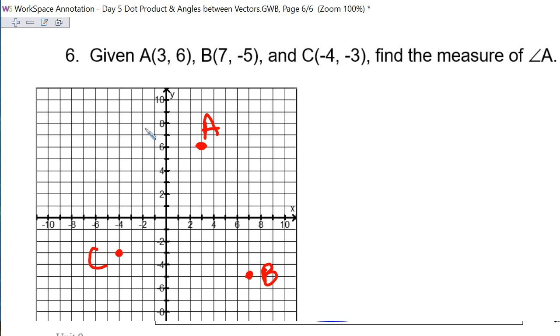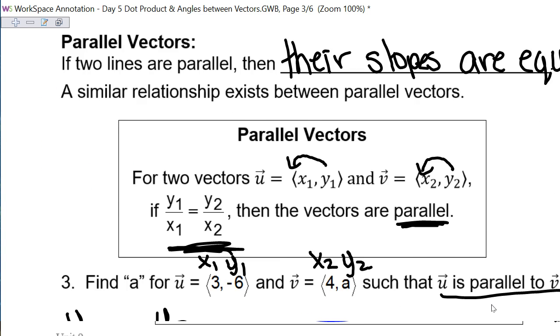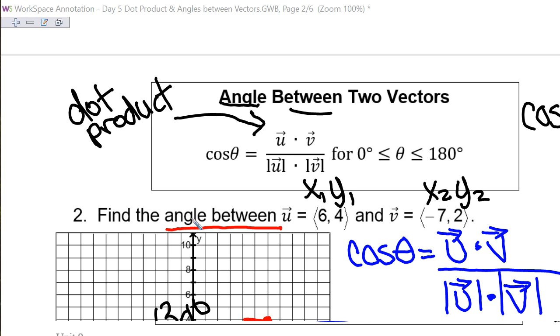So in order to have angle A, I need to have a ray from A to B, and another ray from A to C, and those 2 rays are actually vectors. If we're looking for the measure of angle A, we're actually looking for the angle theta between 2 vectors. And we have a formula for that. If you recall that second formula, if you're looking for the angle between 2 vectors, the cosine of theta is equal to the dot product divided by the product of the magnitudes. Now, vector u and vector v have to be in what form? Component form. So yes, in order to use that formula, we will have to get them in component form.